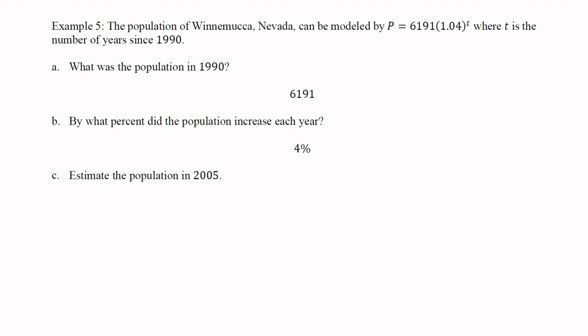The population in 2005, you're going to plug in a value for t. Do not plug in 2005 though, because remember our starting year is 1990. So 1991 would be year 1, 1992 would be year 2. So 2005 would be year 15. You plug in 15, use your calculator, and you get approximately 11,150. Remember to round down because we cannot have a fraction of a person.